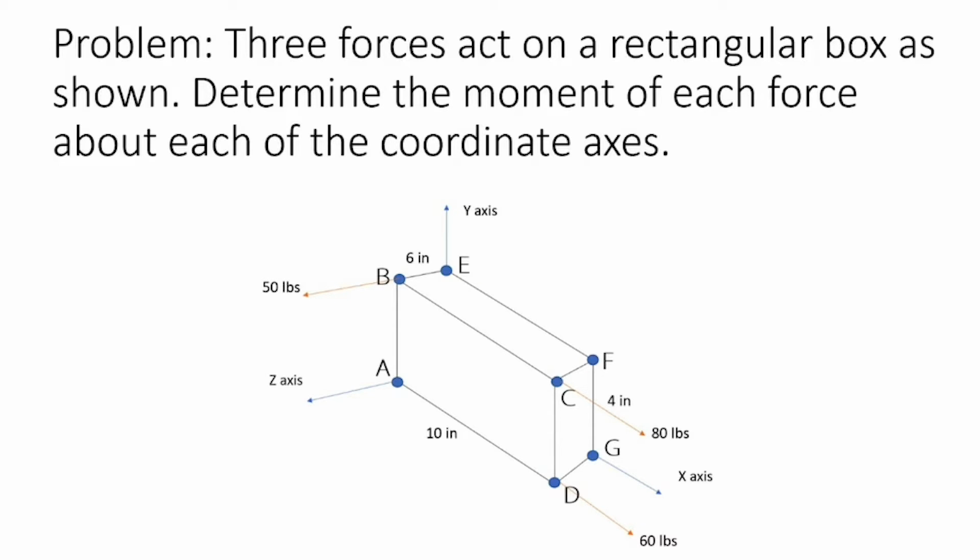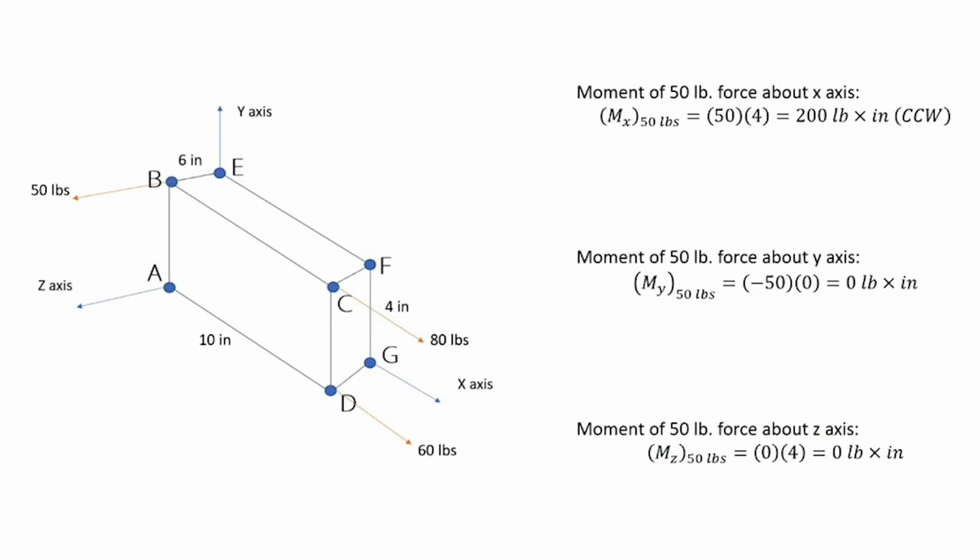So this problem is asking about three forces acting on a rectangular box. I drew the picture from the problem, and basically the book is giving us three different forces acting on the box and their distances from each of the axes. From there, we're going to be able to determine the moments. The first thing we're going to do is look at the 50-pound force. So let's start with the x-axis.